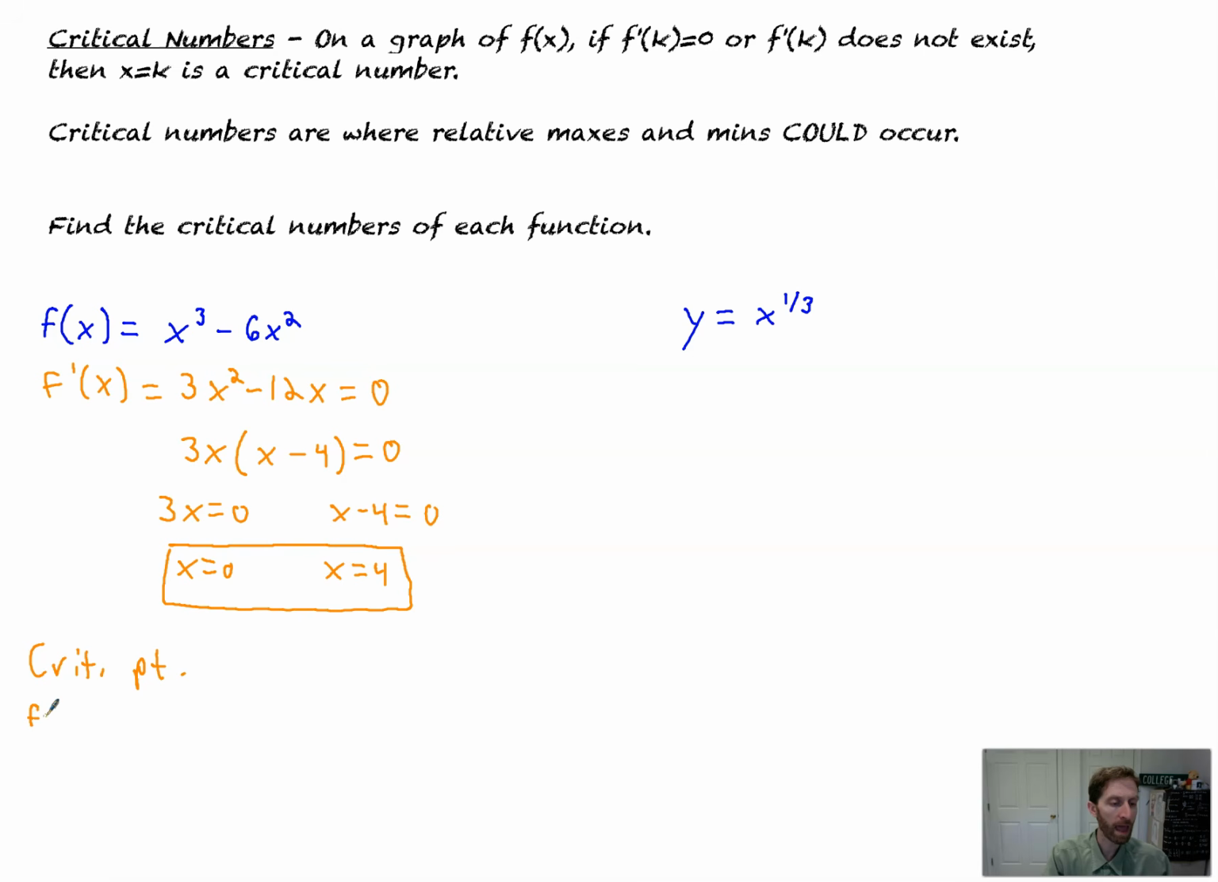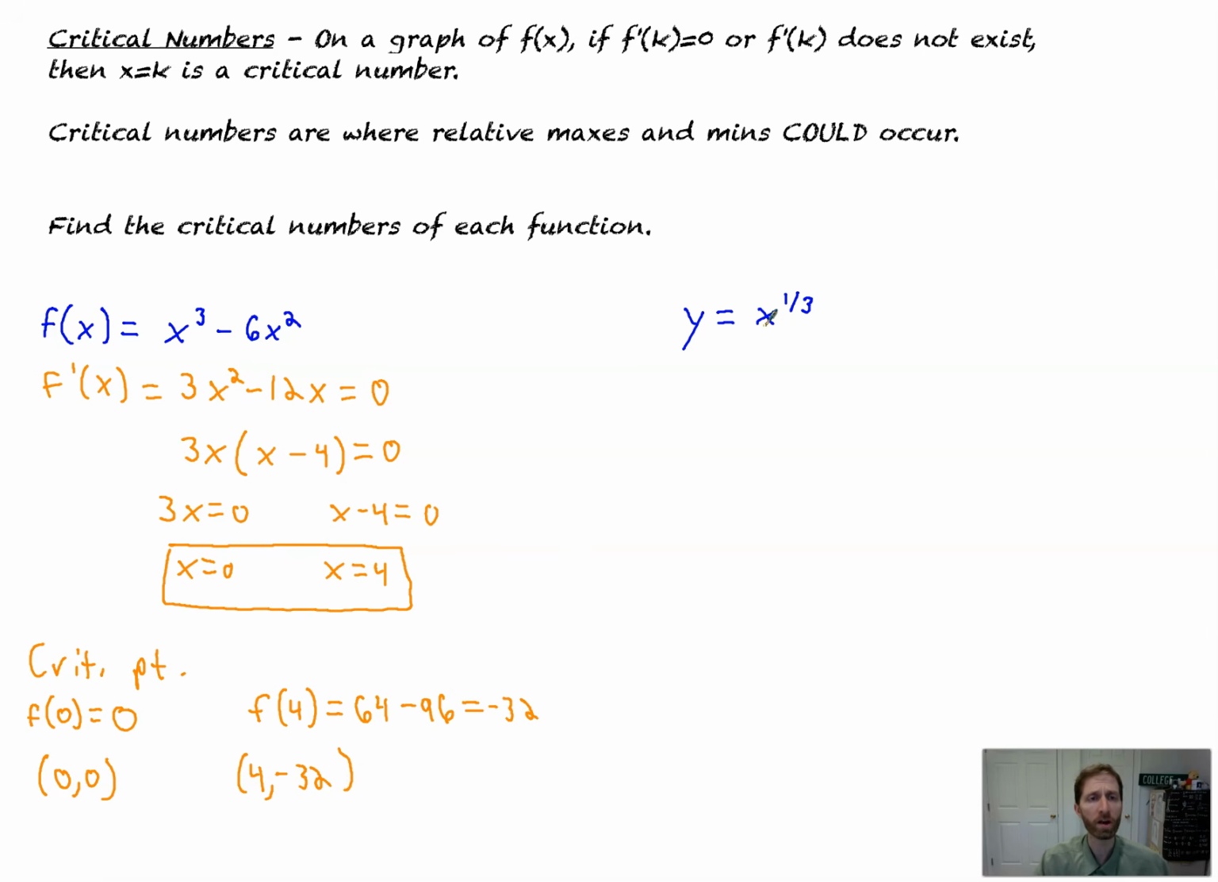So that would be f of 0 to find the y value. Plug in the critical number. 0 cubed is 0, minus 6 times 0 squared, still 0. So the critical point would be (0, 0). And in this case, we'd plug in 4. So that'd be f of 4. A little bit more math involved here. 4 cubed is 64. I'm going to do this out a little bit. 4 squared is 16 times 6 is 96. That would equal negative 32. So the point is (4, -32). So these are your critical points, your critical numbers, the x values of 0 and 4.